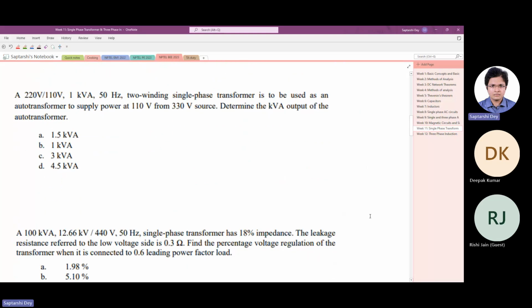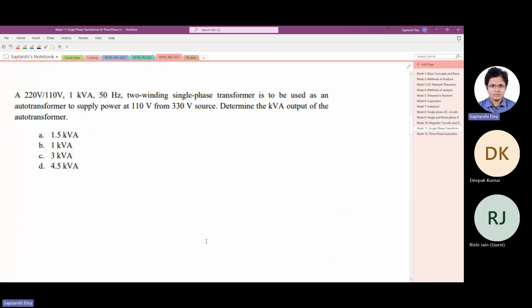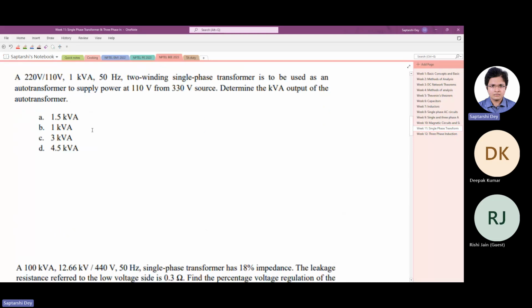A 220 volt by 110 volt, 1 kVA, 50 hertz, two winding single phase transformer is to be used as an auto transformer. Auto transformer, or variac, we also call it variac. That is a simple voltage regulator, not the regulator that you see for your fans, but the older regulators, you may say to some extent. It is to be used as an auto transformer to supply power at 110 volt from 330 volt.